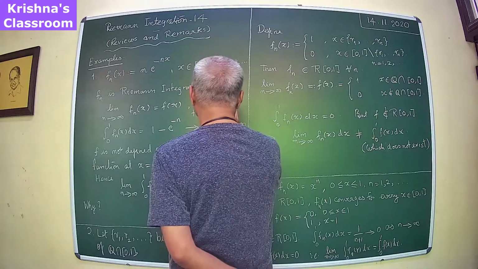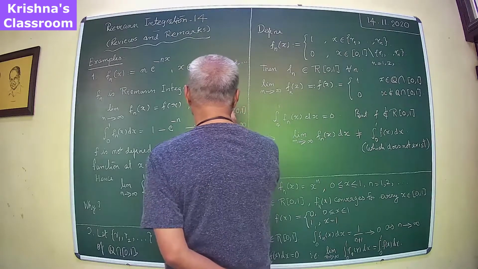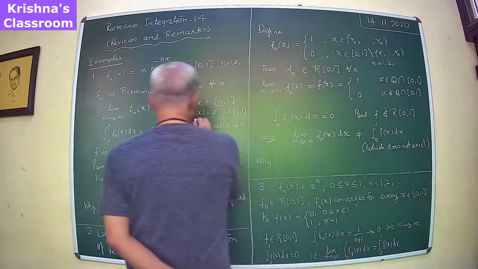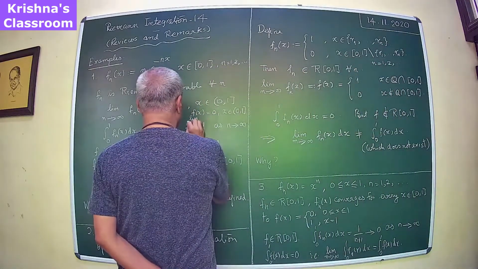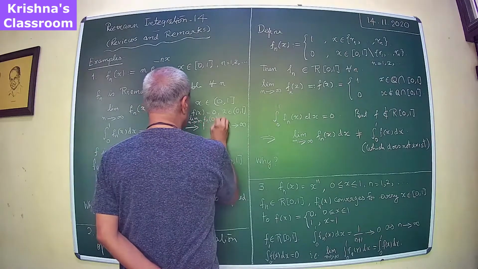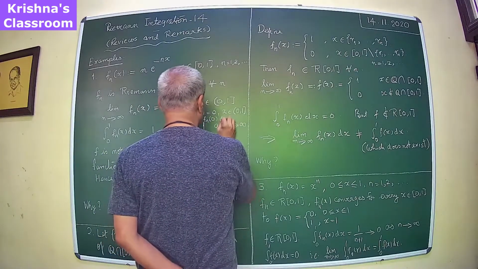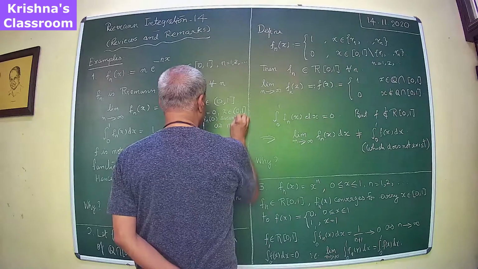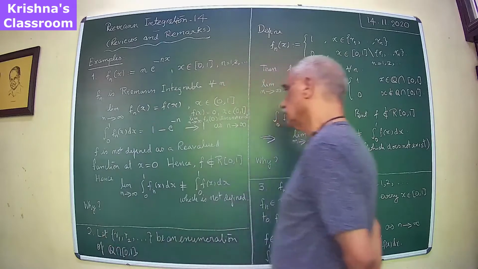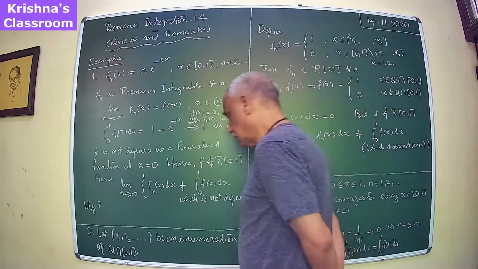Zero for x belonging to (0, 1], and the limit as n tending to infinity of fn at 0 does not exist, because it's a divergent sequence that you have. Okay, that's quite easy to see.